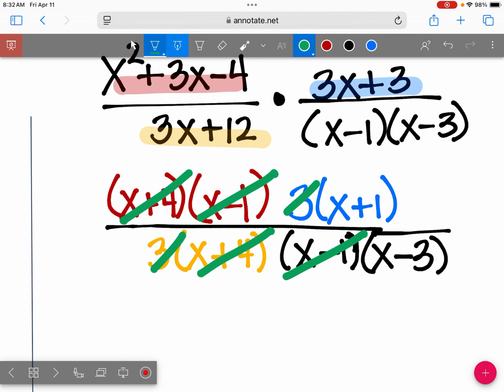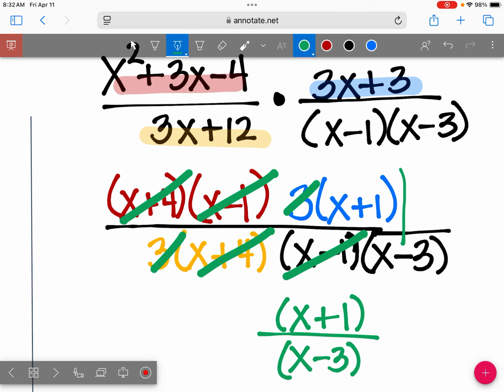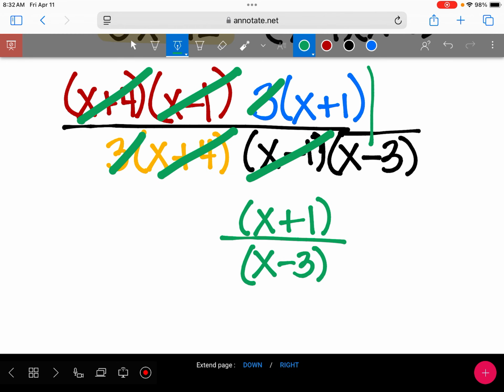So now that everything is canceled out, I have an x plus 1 left on the top and an x minus 3 on the bottom. It is optional to put parentheses around it because it's only one thing. You could also just write it like that. I know I go back and forth with putting parentheses and without, but if it's only one group upstairs and one group downstairs, we don't need to put parentheses. So that would be my final answer.